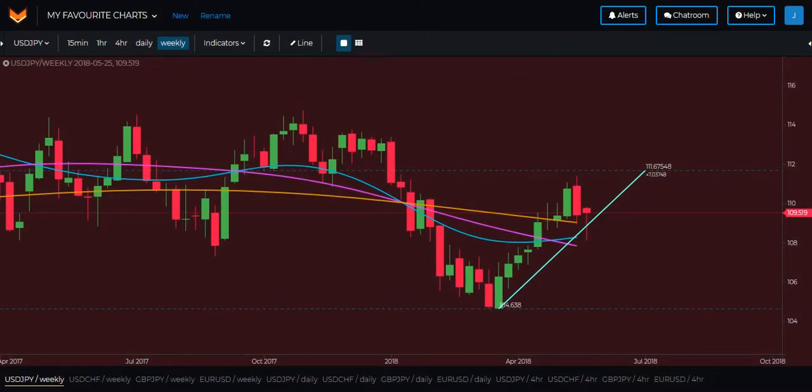Moving on, let's take a look at the Japanese yen, which, as we have been saying for many days, is historically the strongest currency in June, and so we will be looking to short the USDJPY if and when a clean and clear opportunity arises.